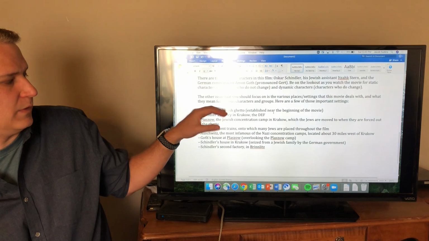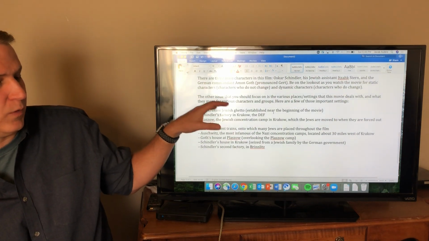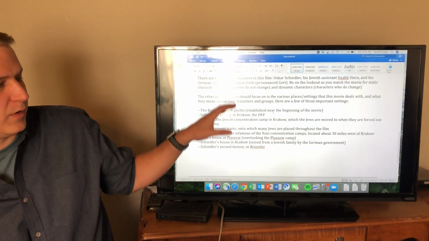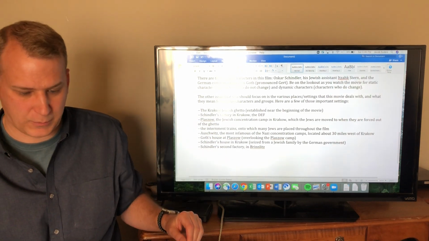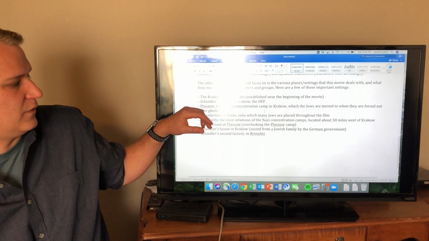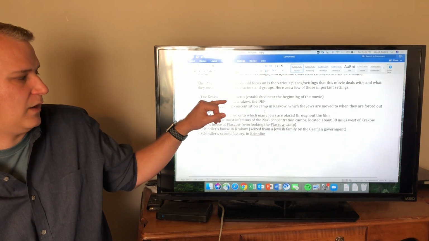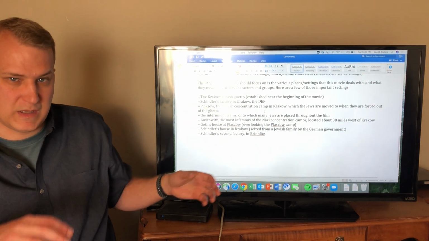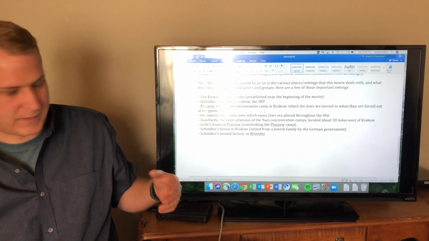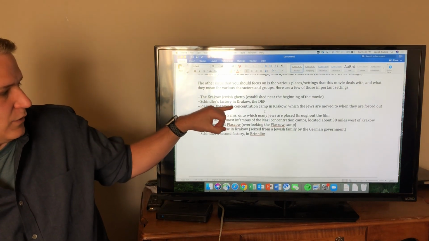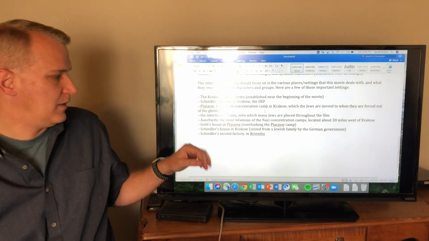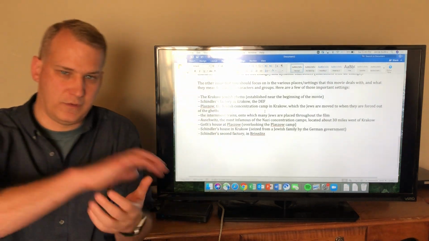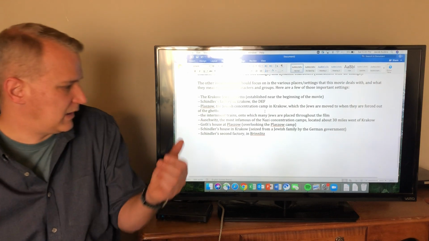We've talked about one of the topics that asked you to think about the important places, the important spaces in this movie. The important settings is really what it's asking you. Some of those that you might think about are the Jewish ghetto, which you see in the beginning of the movie, and then they move all the people out of it about a third of the way through the movie. Schindler's factory, which is called the DEF. Plaszow, the Jewish concentration camp that the Jewish people get moved to when they get moved out of the ghetto.